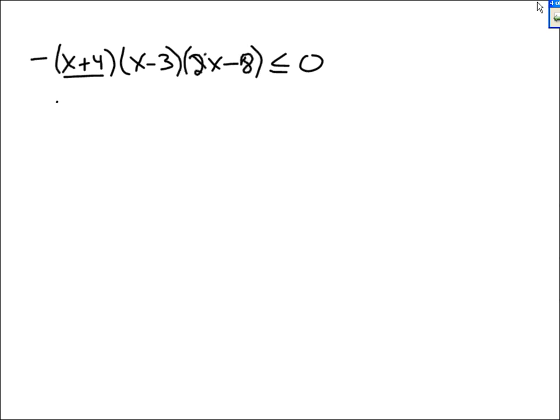When is this factor 0? Well, it's not when x is 4, because 4 plus 4 is 8. So it must be -4. When is this factor 0? It's when x is 3.